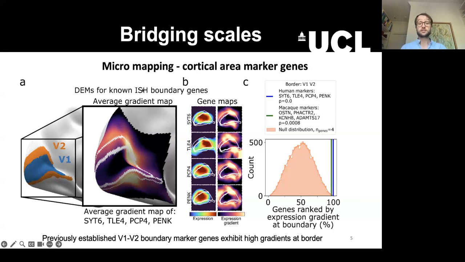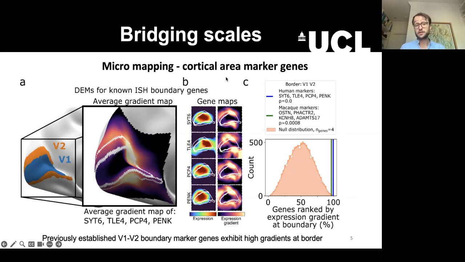We can flip this analysis round and do it in a data-driven fashion and say, across all the 20,000 genes, if we rank them by the magnitude of their gradient along this border, where do the marker genes fall? For the human markers and for macaque markers as well, we see high expression gradients relative to all the other genes. So really within the top percentile or 2 for these known marker genes.